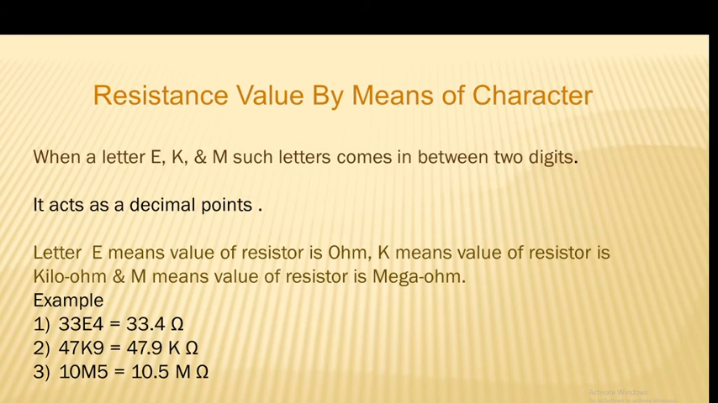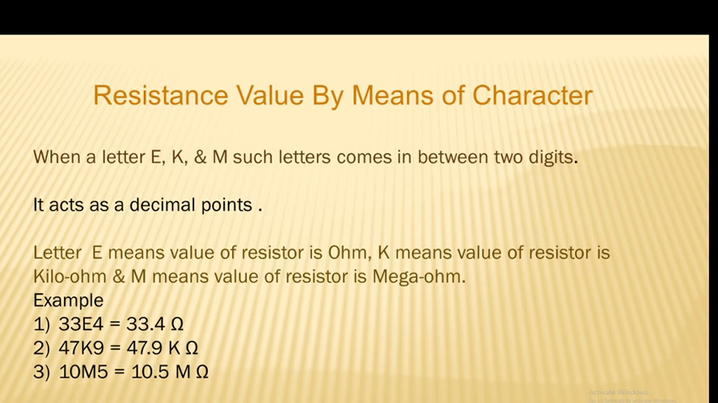Resistance value is also found by means of characters. Sometimes in the value of the resistor, letters such as E, K and M are present. The E means ohm, K means kilo ohm and M means mega ohm. The value of the resistor may be indicated in ohm, kilo ohm or mega ohm, and a specific alphabet is assigned. In such a case, the alphabet is replaced by the decimal point, and for E, K or M we give the unit simply ohm, kilo ohm or mega ohm respectively.